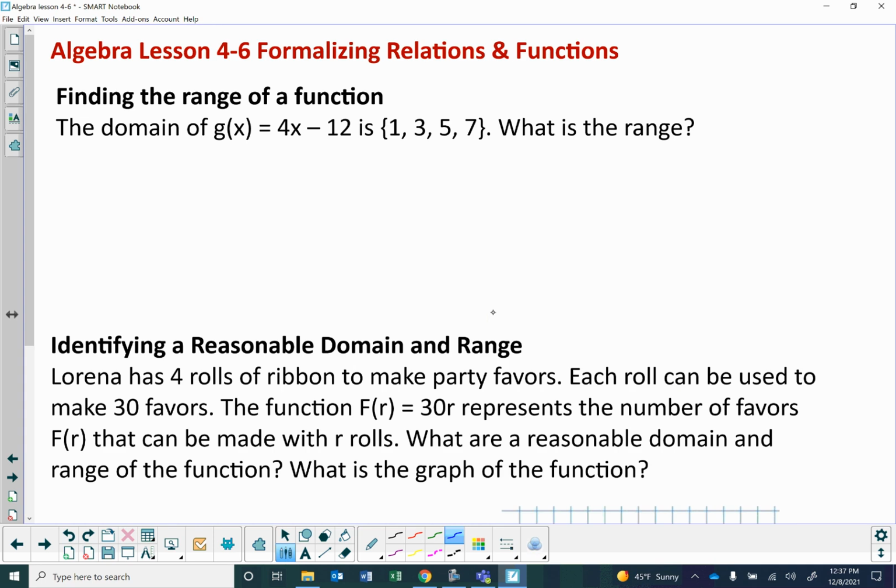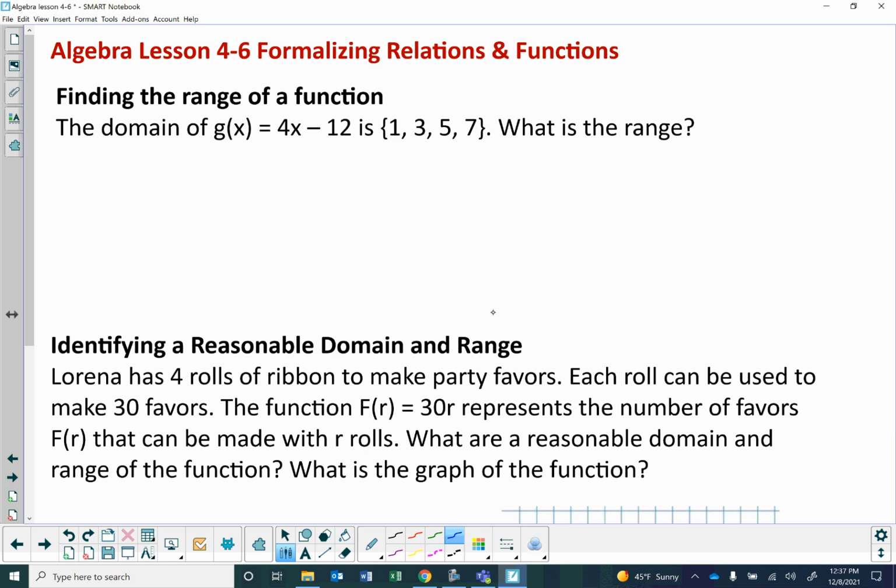All right. Finding the range of a function. The domain of g of x equals 4x minus 12 is 1, 3, 5, and 7. What is the range? Basically they want you to replace x with 1 and figure out what you get for g of x, replace x with 3 and figure out what you get for g of x again. There's two different ways you can do this. I like to make a table, just because we're used to making tables when we graph things, so we might as well write a table.